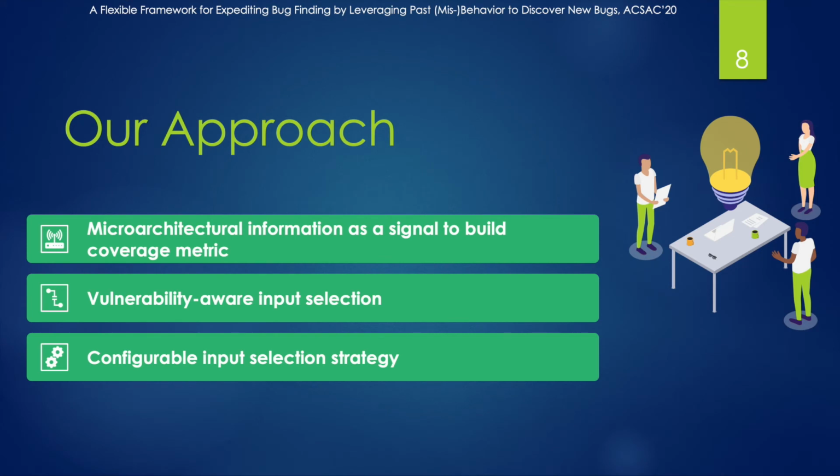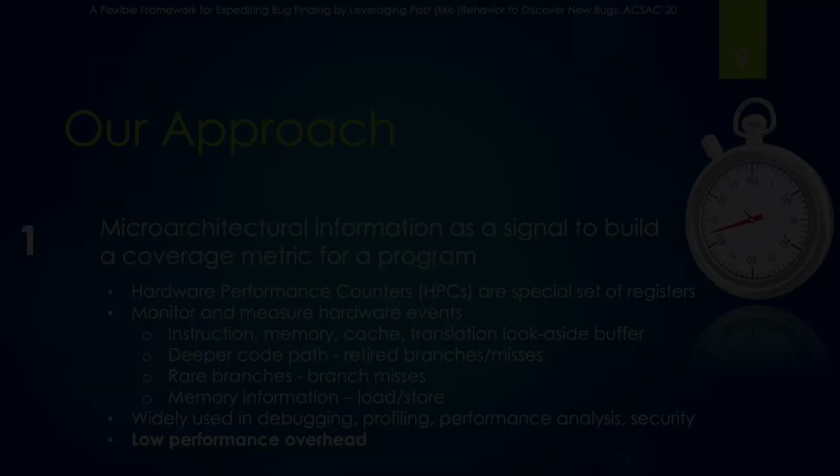In this work, we propose three extensions geared toward expediting bug finding and finding more bugs. One, microarchitectural information as a signal to build a coverage metric tailored for a specific application. Two, vulnerability-aware input selection. Three, configurable input selection strategy. Next, I'll explain each of them in detail.